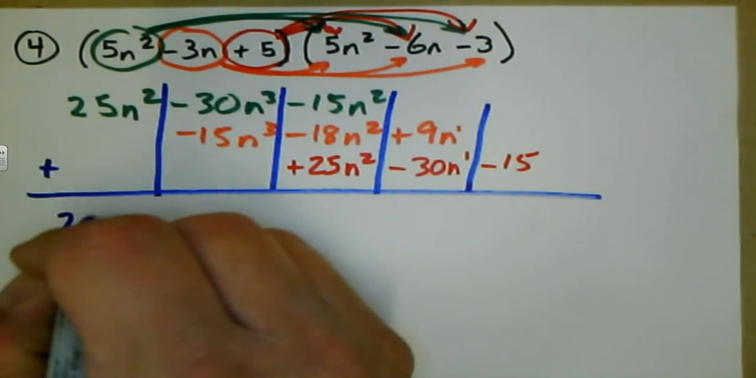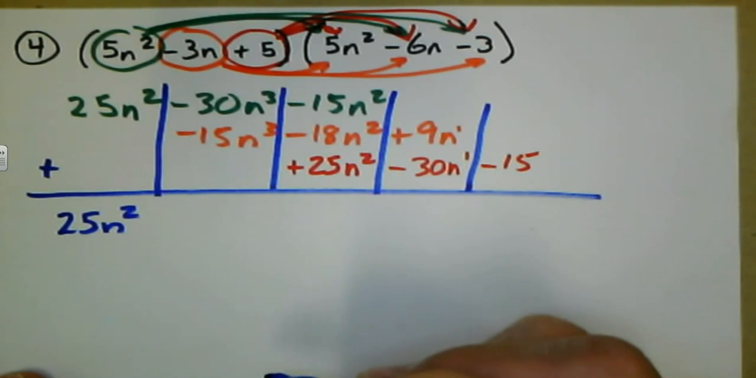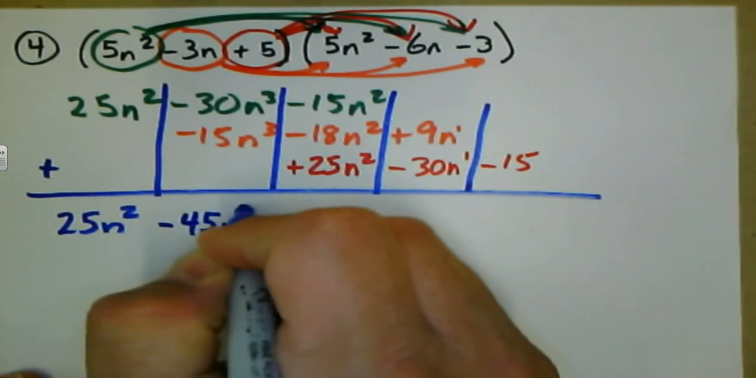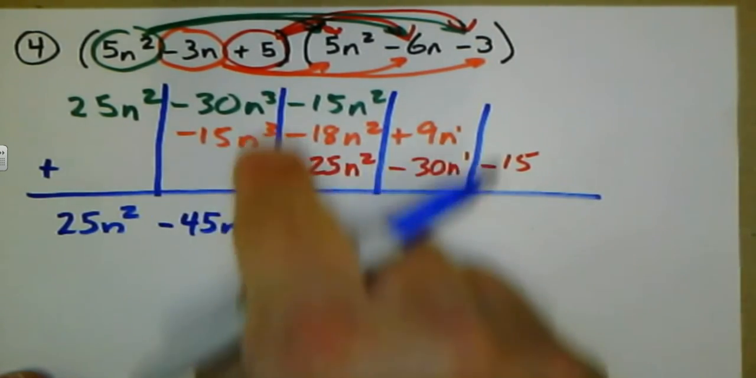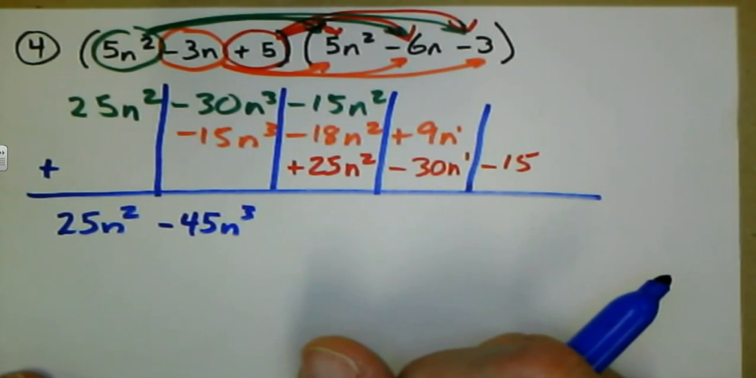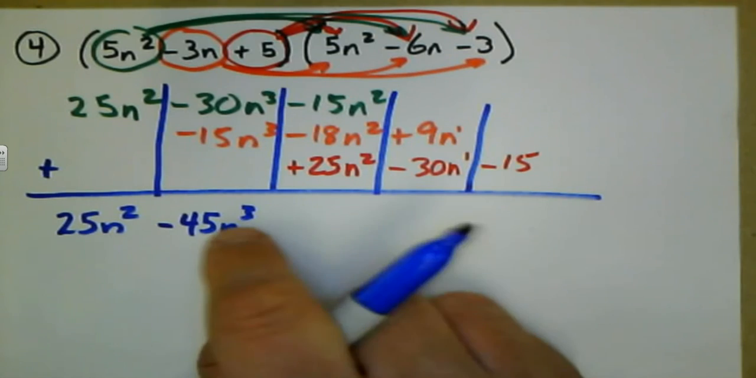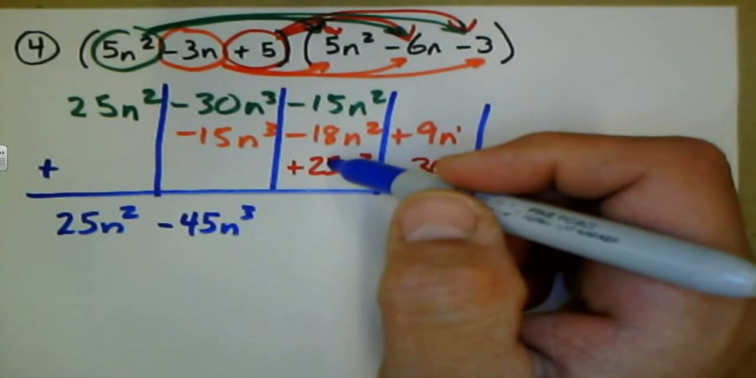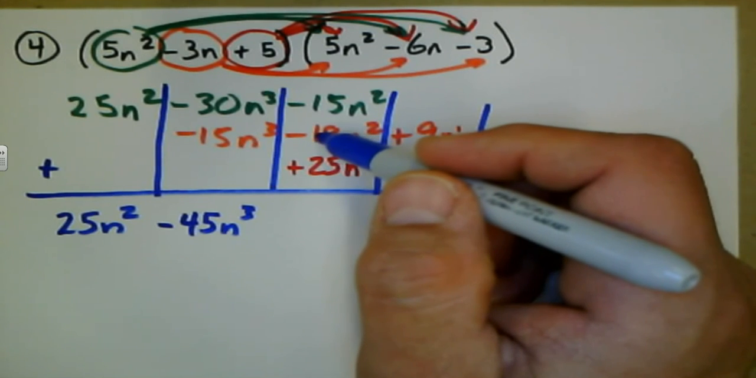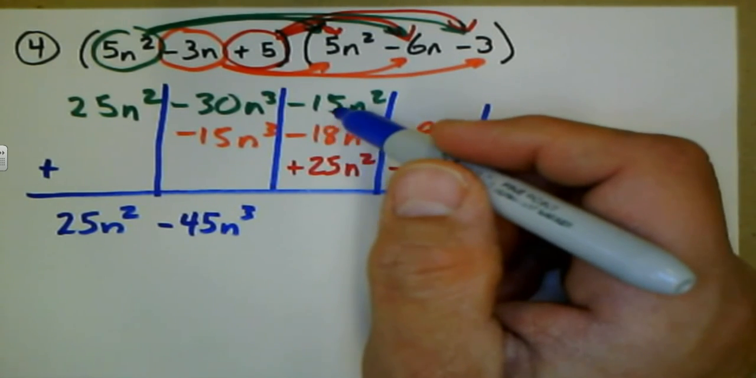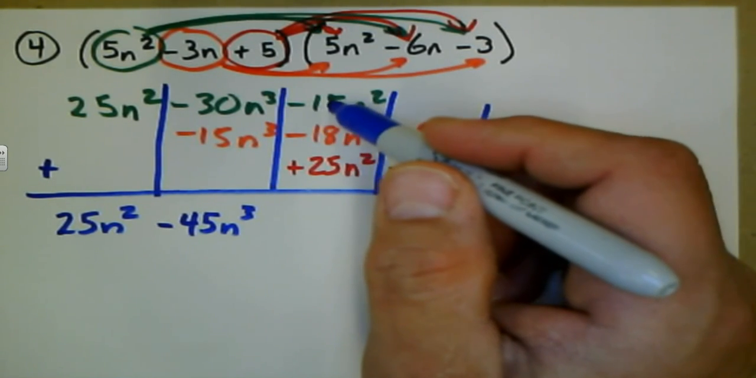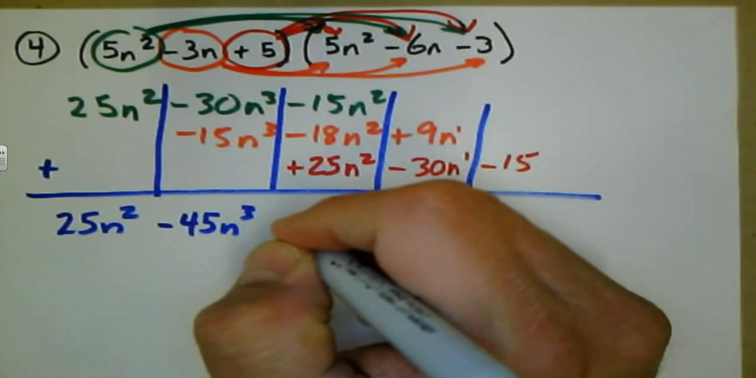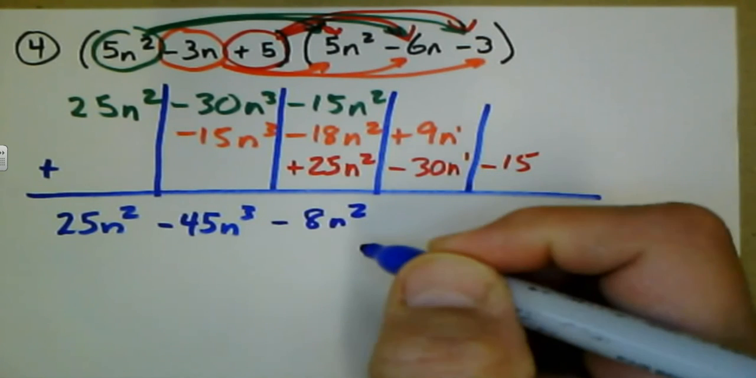All right, 25n to the second. Negative 30 and negative 15 is negative 45n to the third. All I'm doing is adding the coefficients, leaving the variables and the exponents the same. Alrighty, what are we going to do here? We've got 8 and 5, we got 33 minus 25, 8. Negative 8, n to the second.